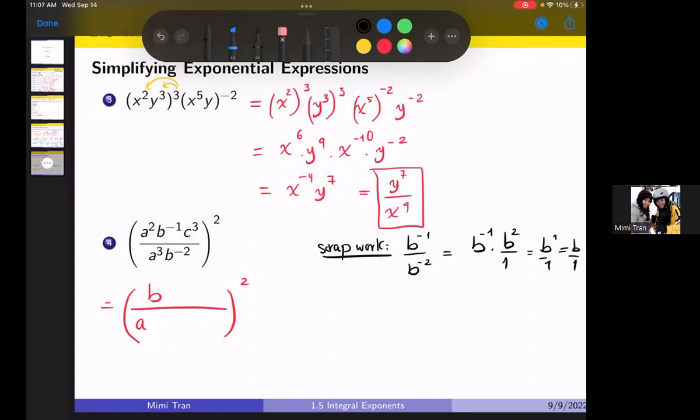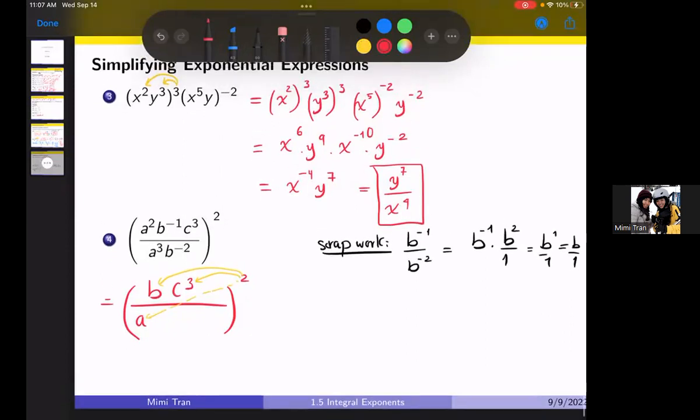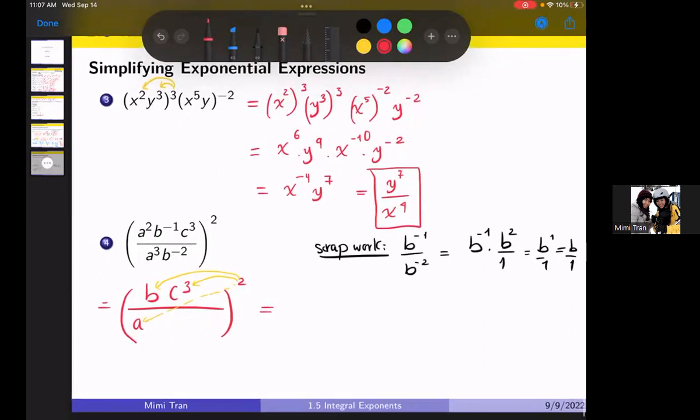Well, c cubed is c cubed, nothing I can do. Now you distribute the 2. Right. b squared, c to the 6. When you distribute, you multiply a squared.